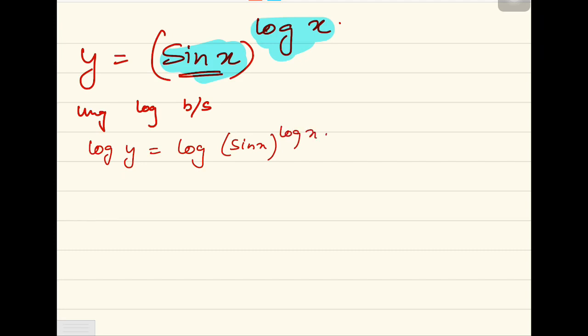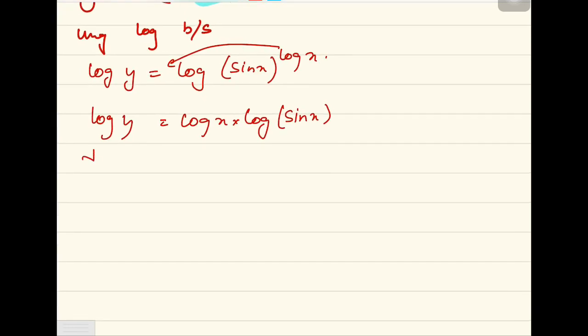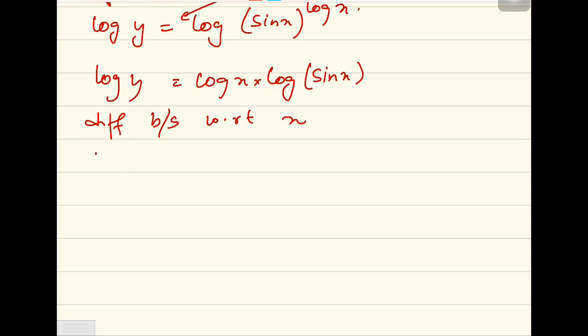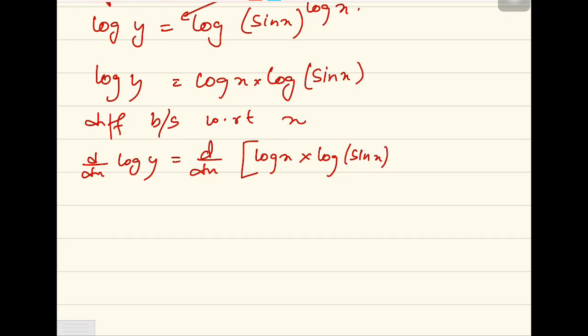Correct, everyone? Now this will be log y, and by the power law, this log x will come here. So log x times log sine x. Remember, one more log. There's a small multiplication sign here. Now differentiating both sides with respect to x, what do you get? I get d/dx of log y equals d/dx of log x into log sine x. Correct, everyone?